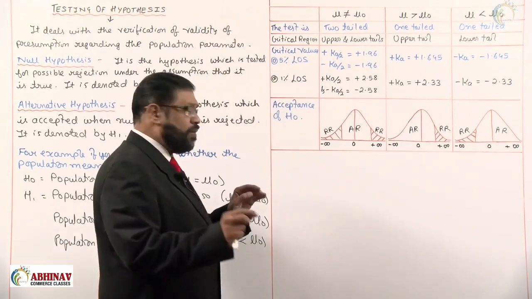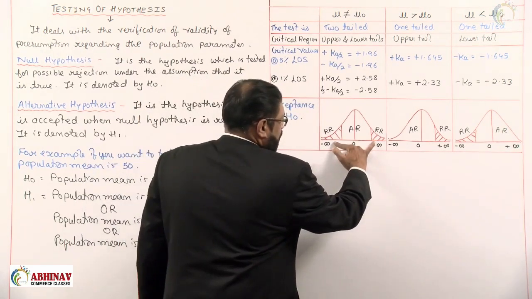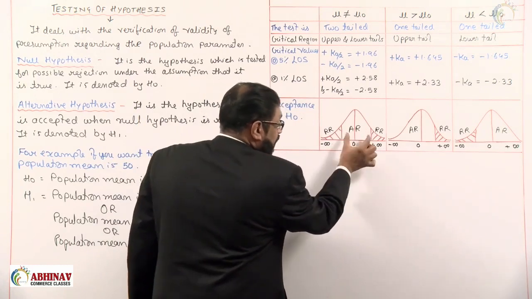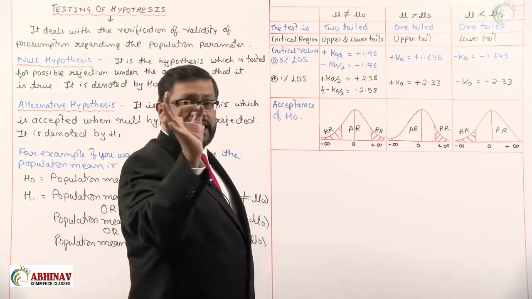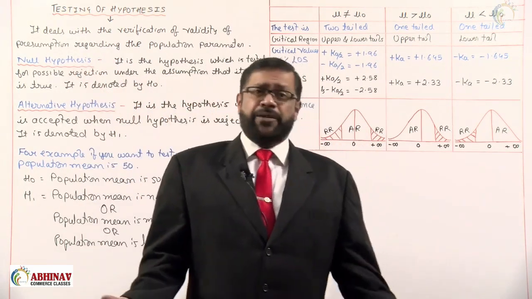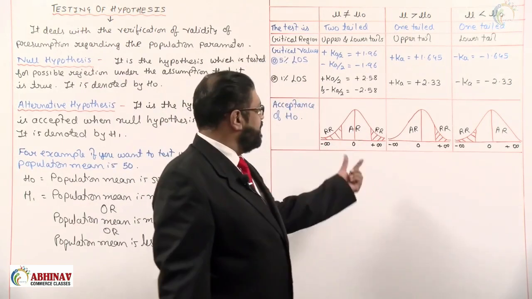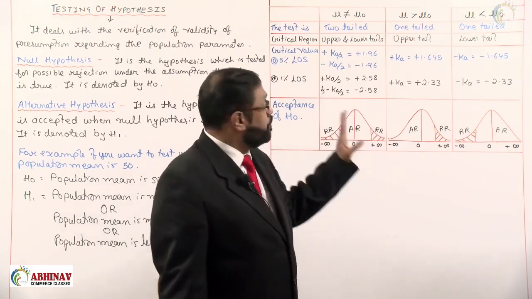So here, if the answer that you find lies in the rejection region, H0 is rejected. If the answer lies in the unshaded part, called the AR, the acceptance region, which means the region that accepts your null hypothesis, then your null hypothesis will be accepted.